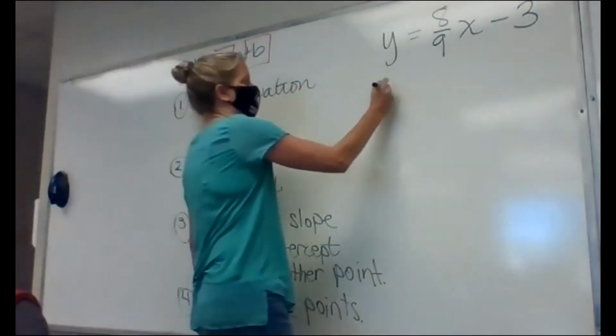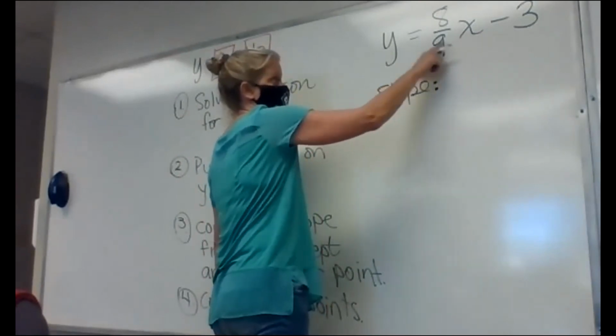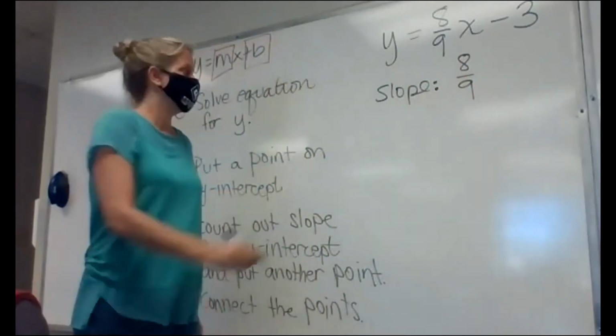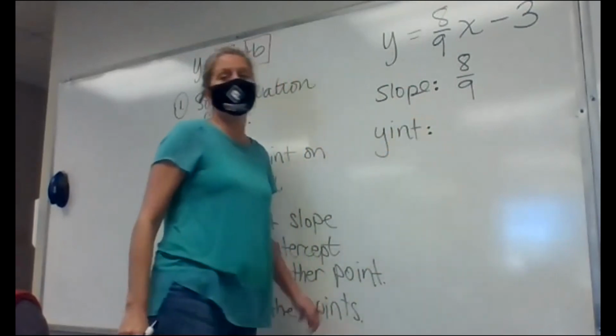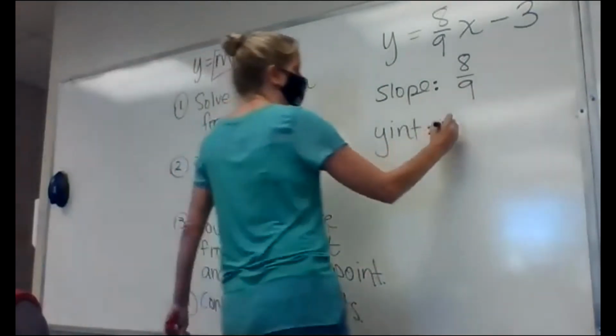Who's the slope of this line? Which number is your slope? What's hooked onto it? Good. What's your y-intercept, sign included? It's the number not hooked onto the x, which is what? -3. That's all you need to know.